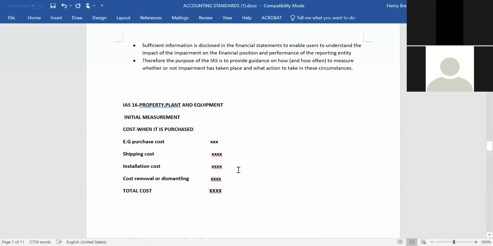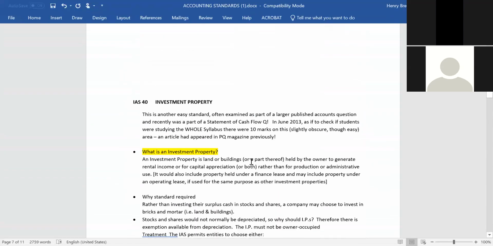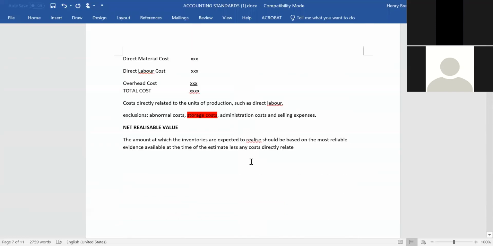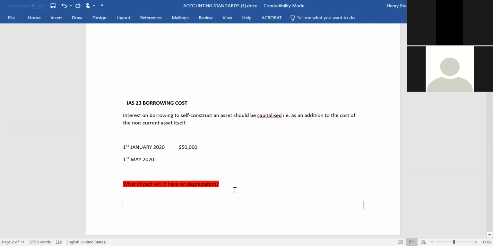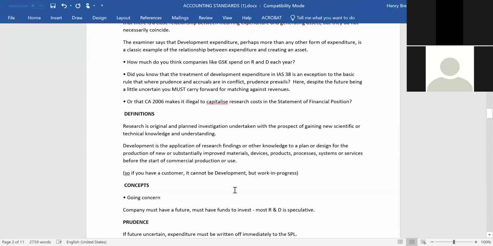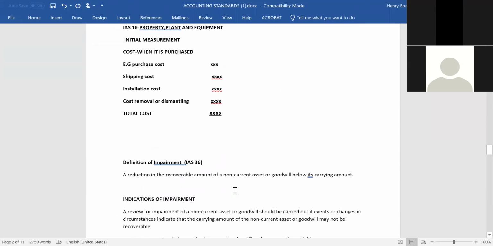But when it is made, then just like above, there's going to be direct material cost in making the property, direct labor cost incurred in making the property, and overhead cost. Here we are looking at the specific overhead, not the general or the administrative overhead. Any general or administrative overhead is going to be expensed in that sense. So the same principle holds in the case of IAS 16.